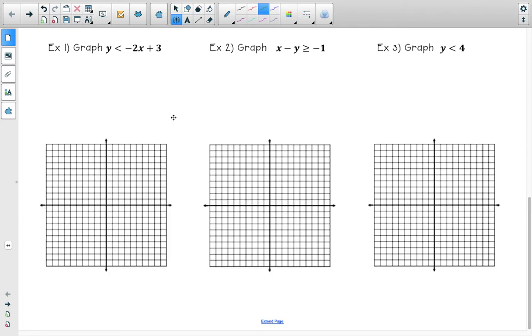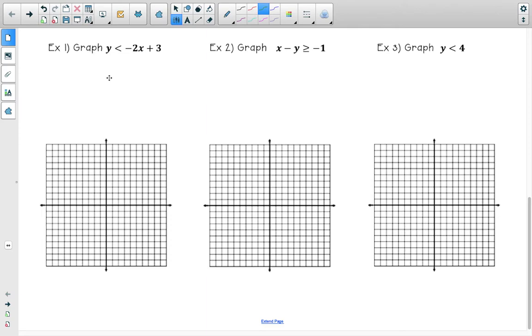Then when we graph, we're going to graph all the coordinates from our y-intercept and then using our slope to find the other coordinates. Then we need to use either a solid or dotted line. Then we need to shade above or below the line. So this first example, it is already in slope-intercept form, so we can actually graph our coordinates.